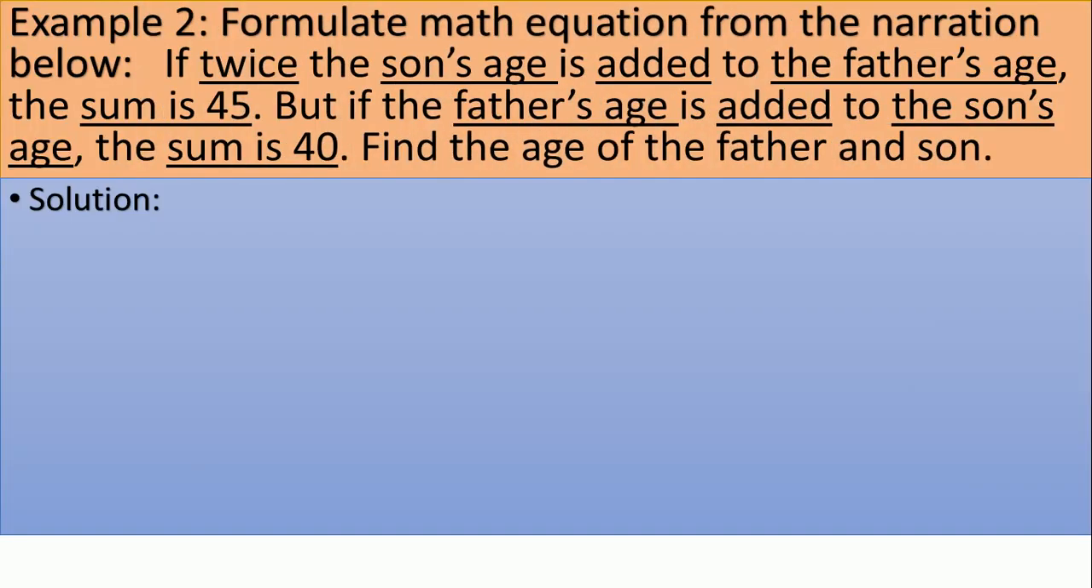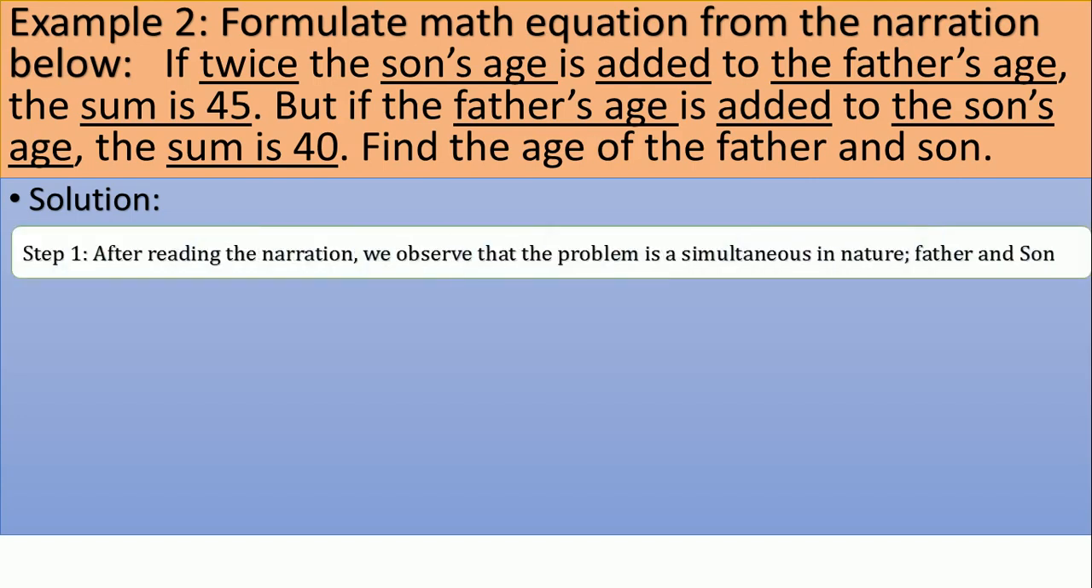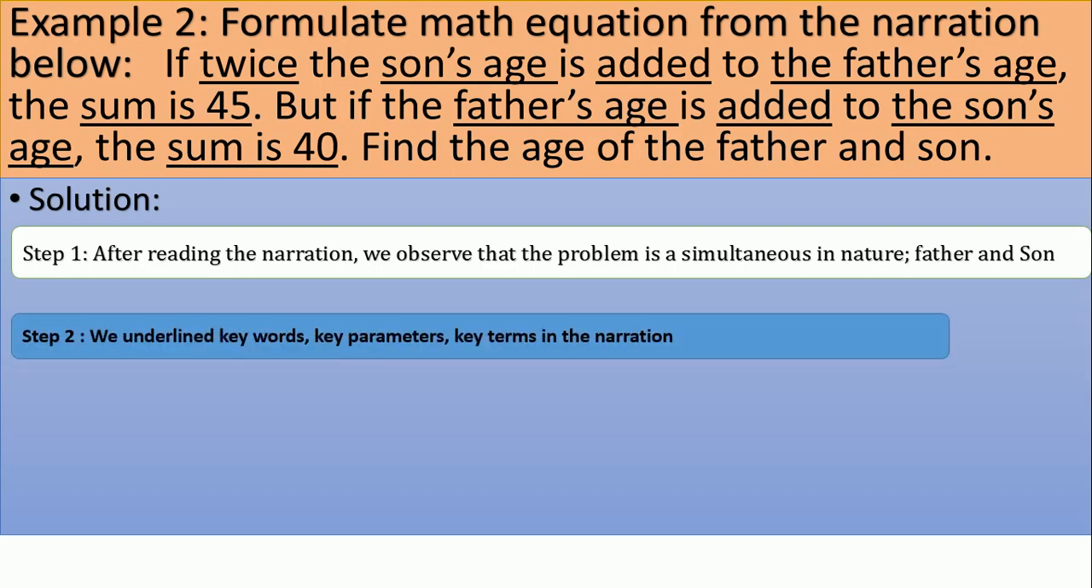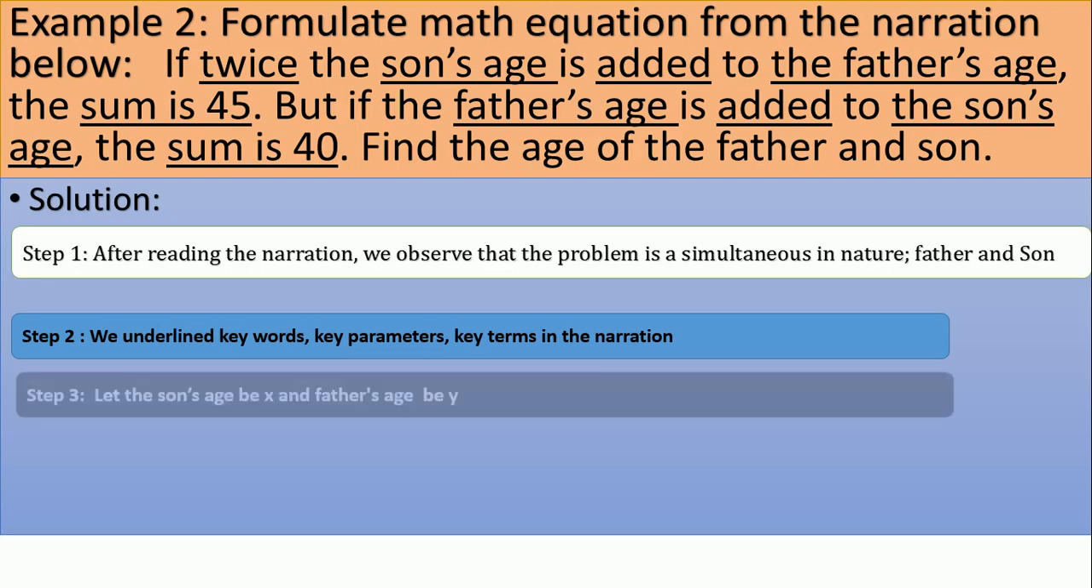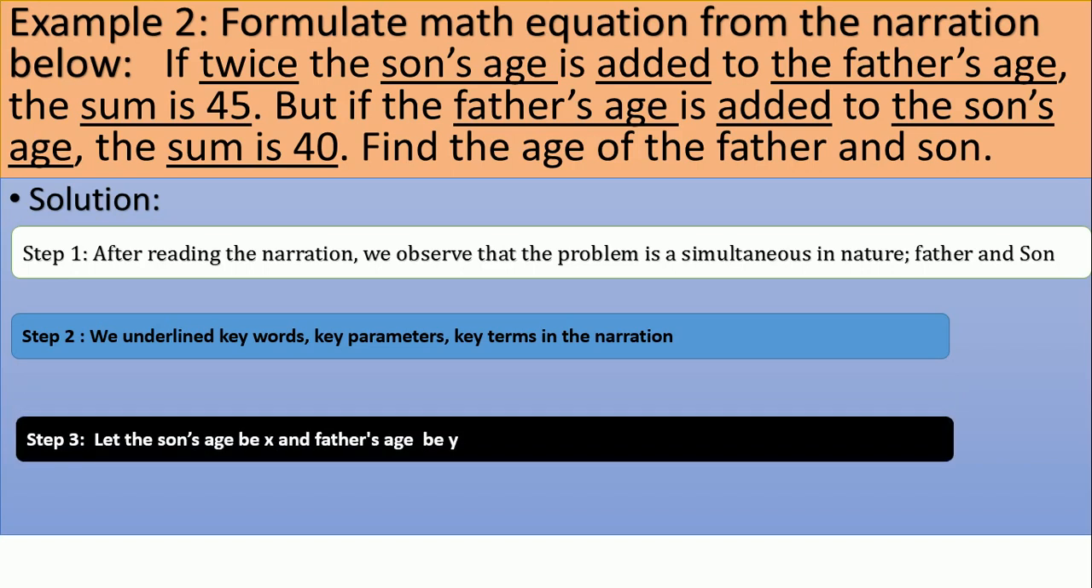In the second example, formulate a mathematical equation from the narration below. If twice the son's age is added to the father's age, the sum is 45. But if the father's age is added to the son's age, the sum is 40. Find the ages of the father and son. Like in the previous example, the narration gives the insight that the problem is simultaneous in nature: father and son. We underline the keywords and the key parameters. You can see twice, son's age, added, father's age, sum is 45. Father's age added, son's age, sum is 40. So we represent the son's age with x and the father's age with y.